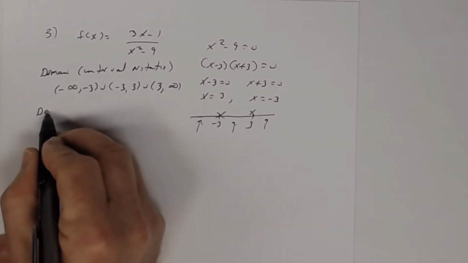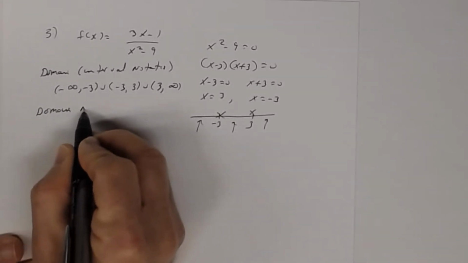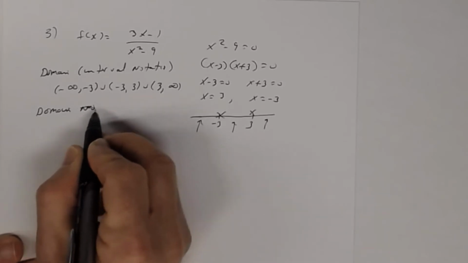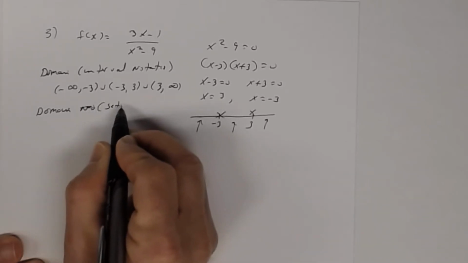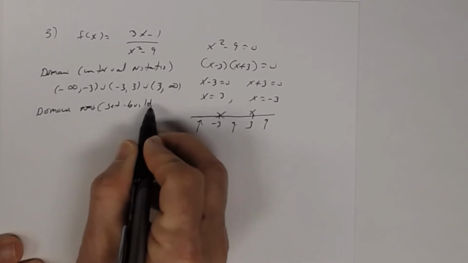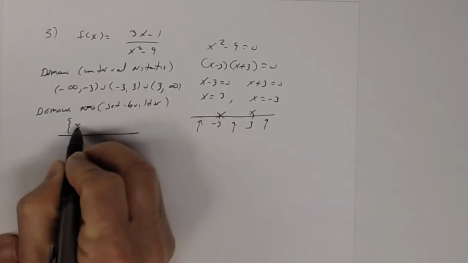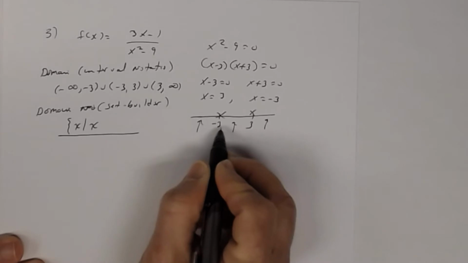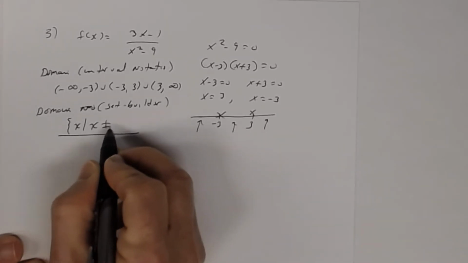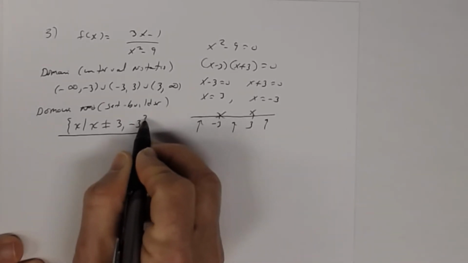The domain in terms of set builder notation, you're going to say the set of x's such that x cannot equal 3 or negative 3.